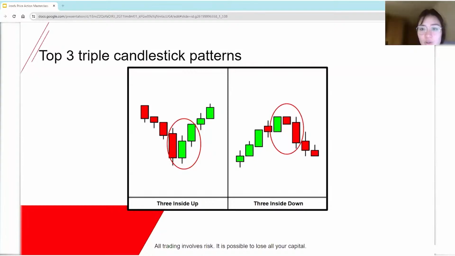Okay, we have a question here. What time frame do you see good setup for signal? Okay, so the time frames that we normally would use for these candlestick patterns is completely up to you actually.